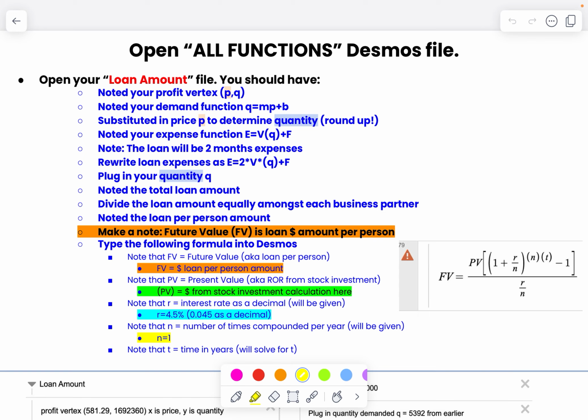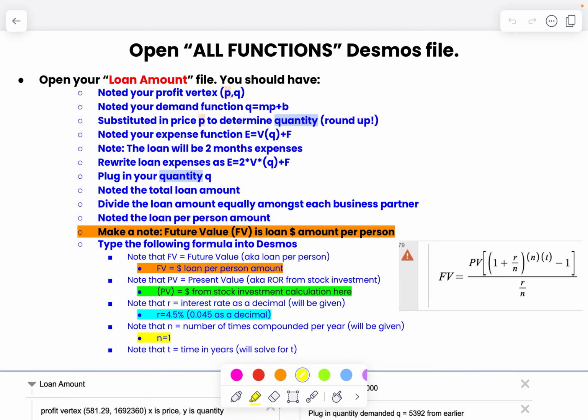So first things first, you're going to open your all functions Desmos file, and you should already have a file called a loan amount. And within this file, you should have noted your vertex from the profit function, noted your demand function, because we took the price from the profit function and plugged it right into the demand function to figure out the quantity demanded at that particular price. Then we're taking that quantity demanded and we're going to plug it into our expense function. So that's why we need to note our expense function.